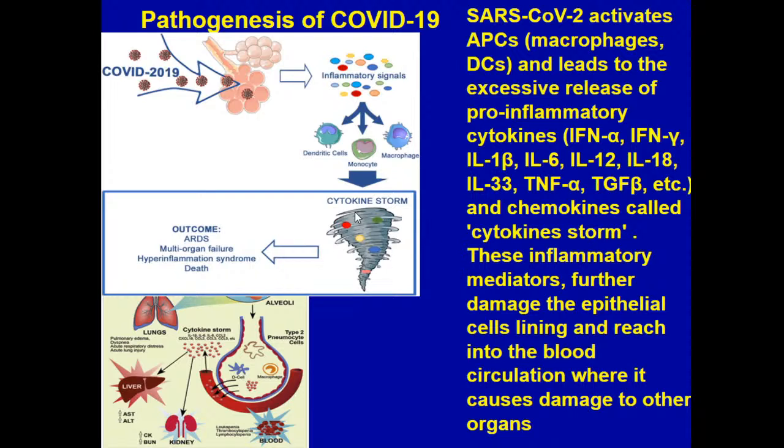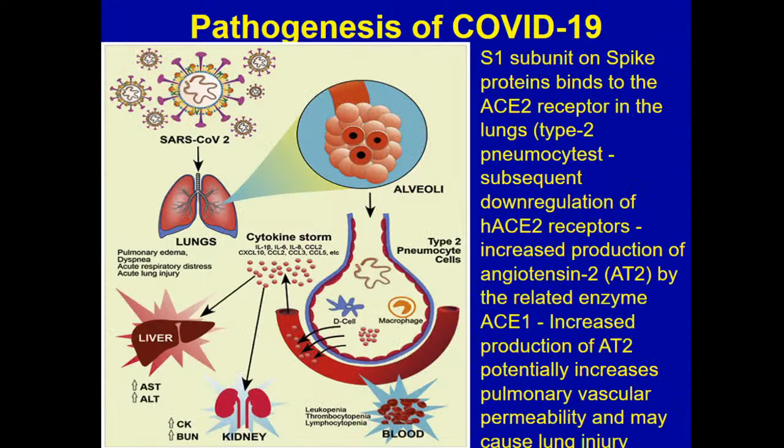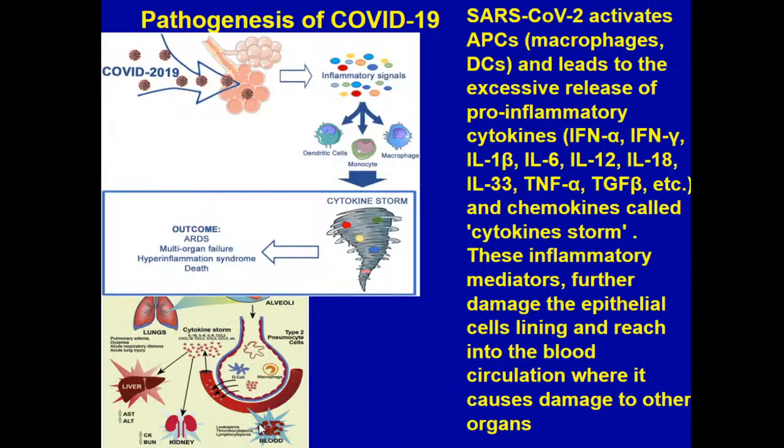You see the tornado. And these inflammatory mediators may cause further damage of the epithelial cell lining and reach into the bloodstream and cause damage to other organs. And you can see that damage can be done by this over-release of cytokines to the liver, and as a result the rising of the level of liver enzymes in the blood, then to the kidney, and cause some effects in the blood. Then we will discuss it a bit.